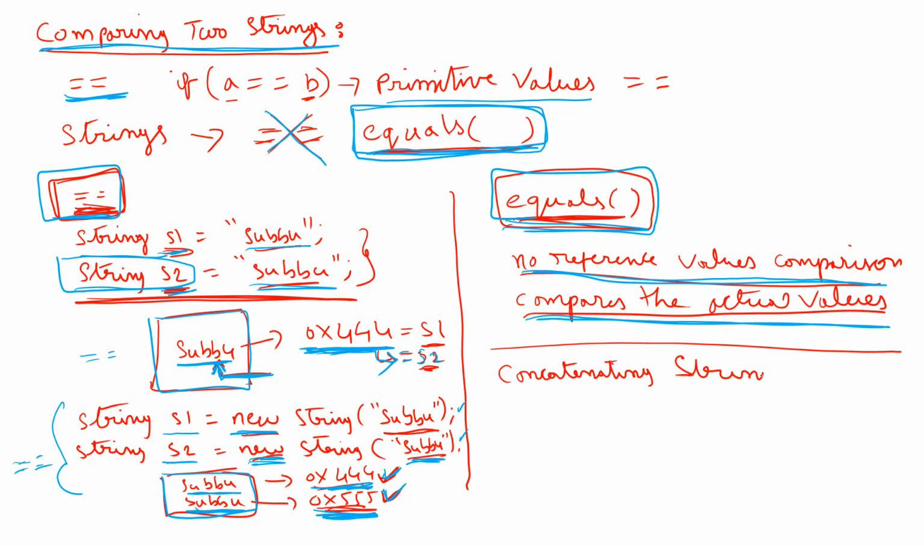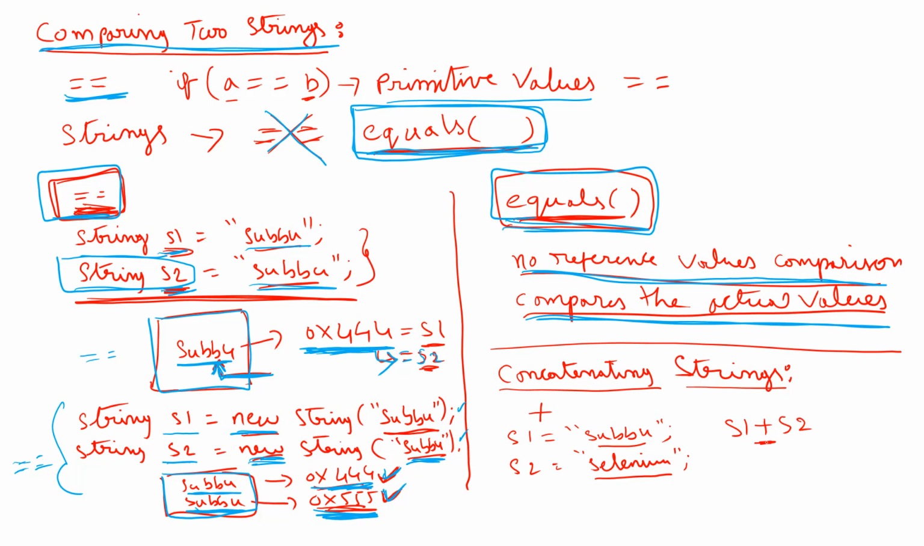Concatenating strings. For concatenating strings, we use the plus operator. Let's say s1 is a string which says Subbu and s2 is a string which says Selenium, and I would like to concatenate these two and get Subbu Selenium. So I can use s1 plus s2. So plus is the operator that is used to concatenate two strings in Java. Let's see an example for this one.